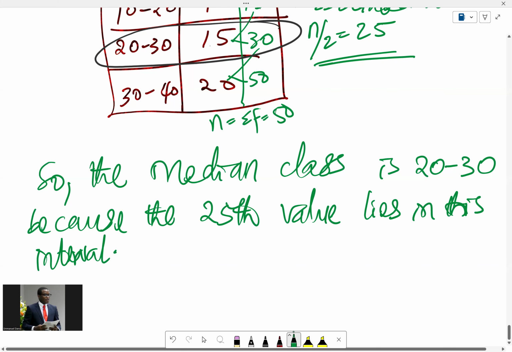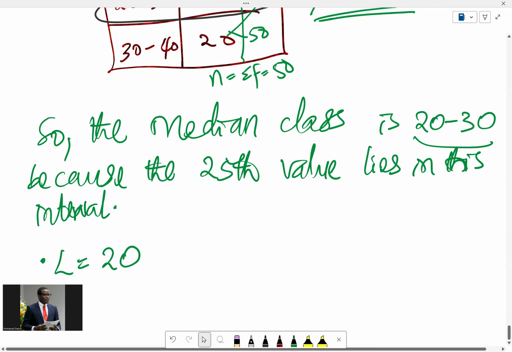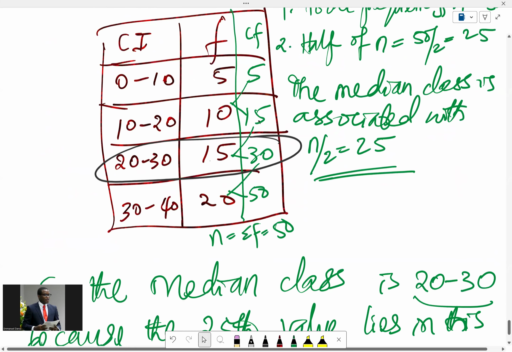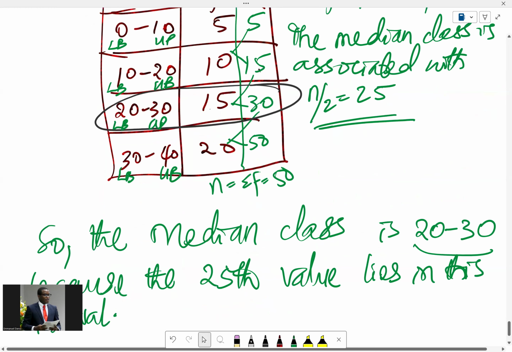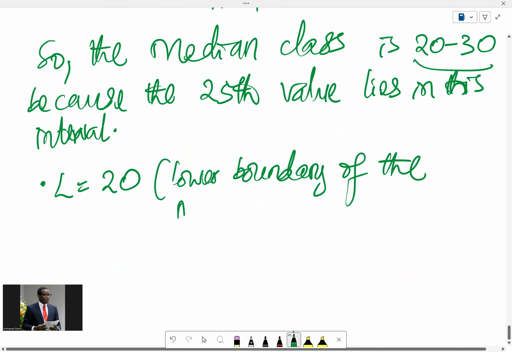So now that you have the median class, you can now get your L. L is 20. The median class is 20 to 30. And don't forget, L itself is supposed to be the lower boundary of the median class. When we talk about boundary, this is lower boundary, this is upper boundary, lower boundary, upper boundary. So for the median class, the lower boundary is 20. So L is 20, the lower boundary of the median class.